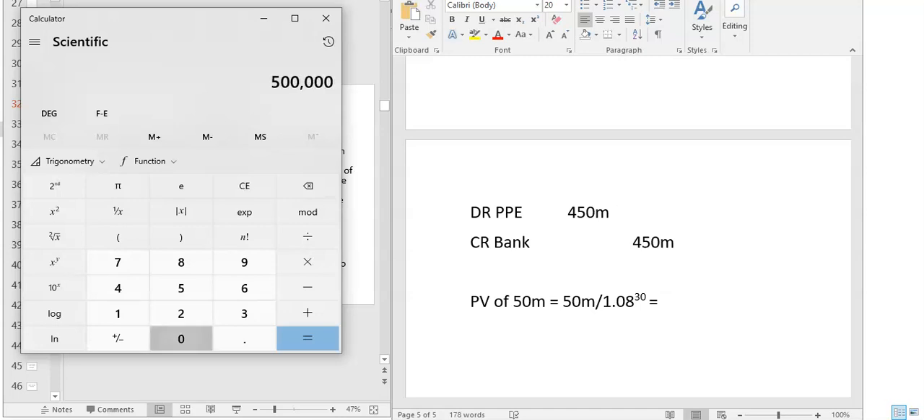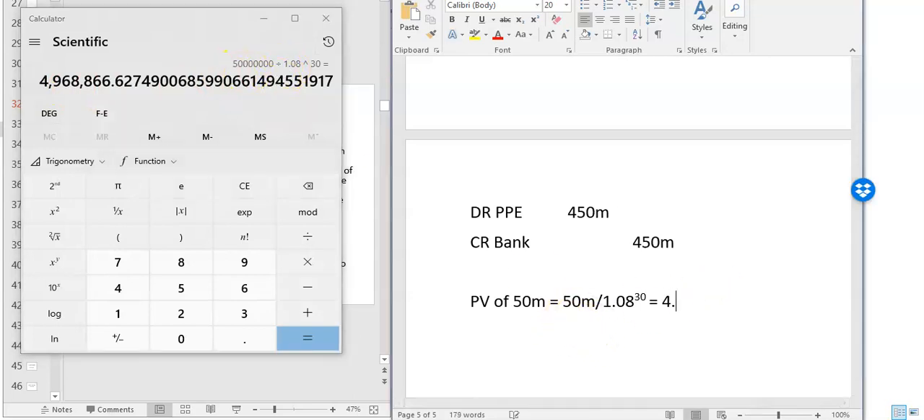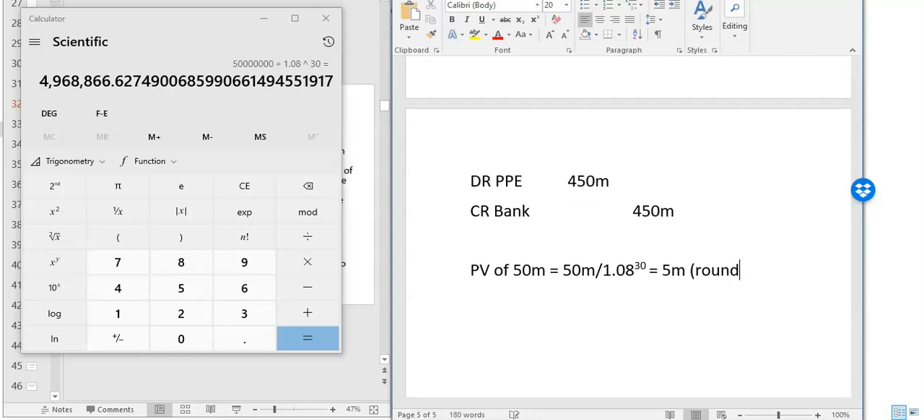Now you can do 50 million divided by 1.08. Calculated like this, you put it to the power of 30, and it gets you 4.96 million. So it's significant. The present value of that today is only 4.9 million. If you want to say 5 million, it's fine as well. We'll put it to 5 million if we round it, because when you round to one decimal there, it actually rounds up to 5 million.